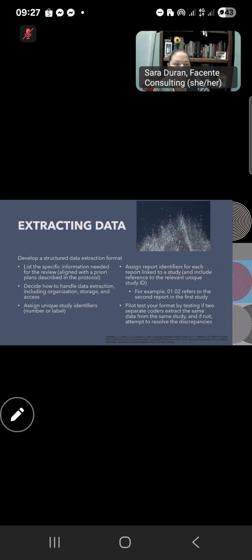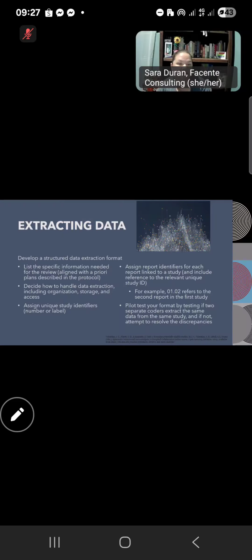Yeah, thank you. So you've identified the studies you want to include, and now it's going to be about extracting the data. Data extraction is a structured and systematic process. The goal really is to collect all the information you need from each study in a consistent and transparent way.